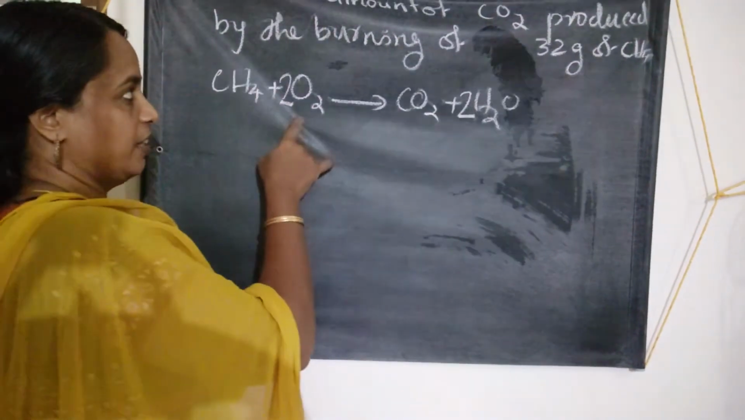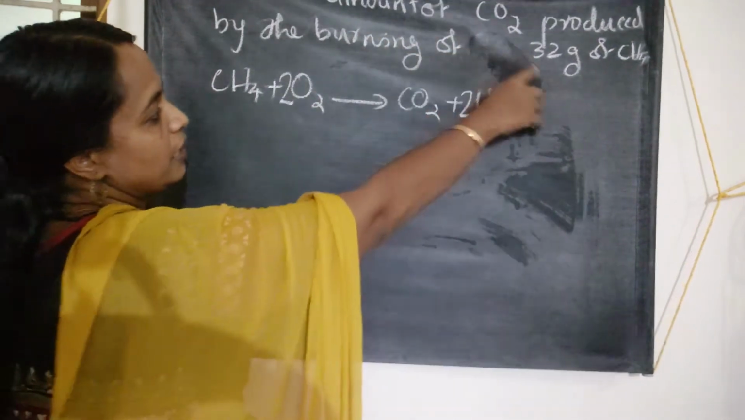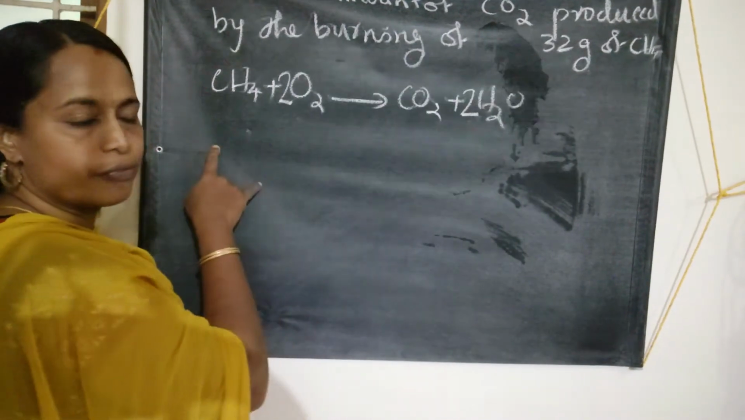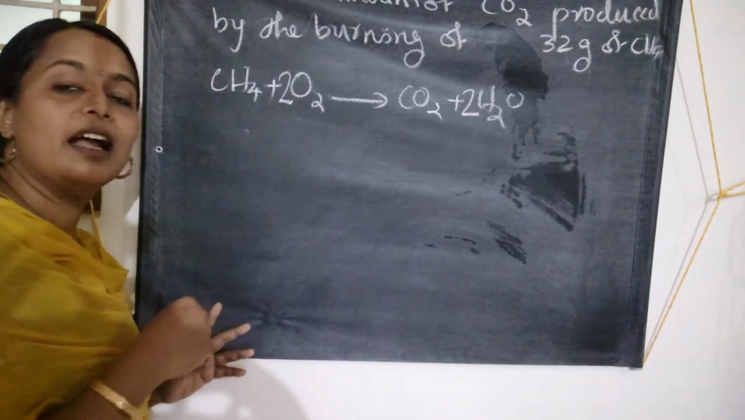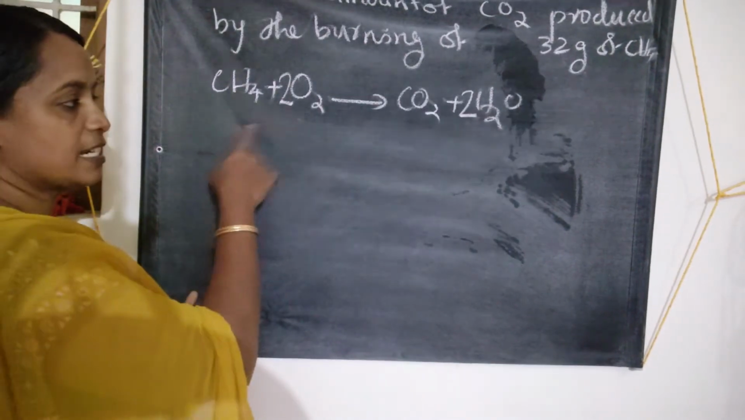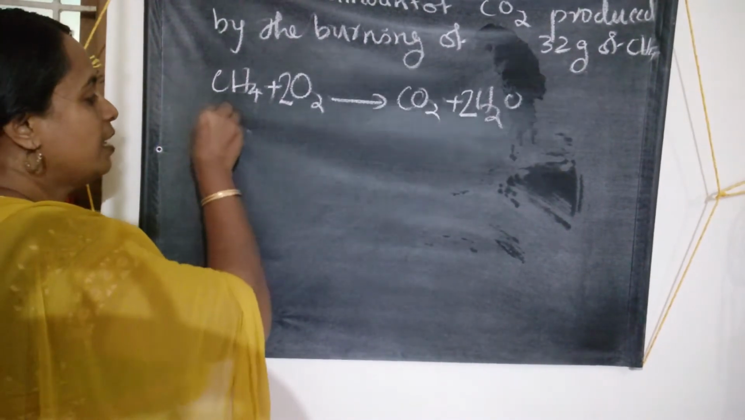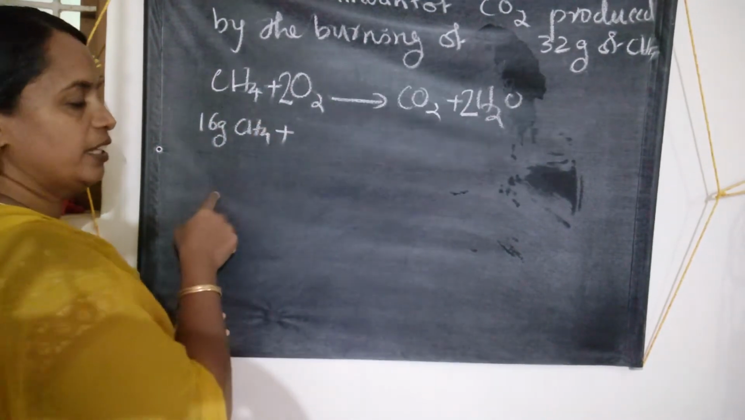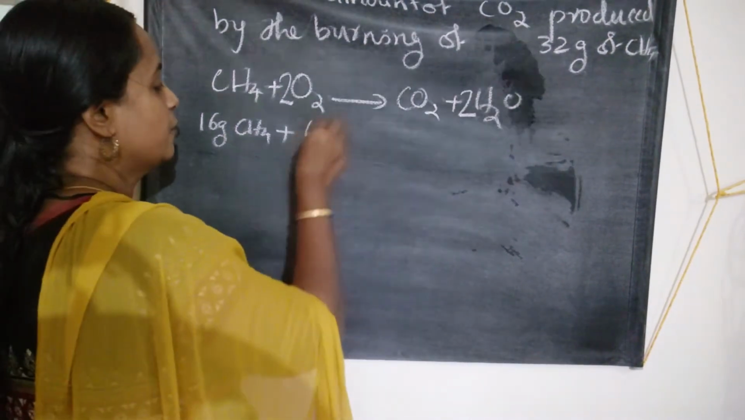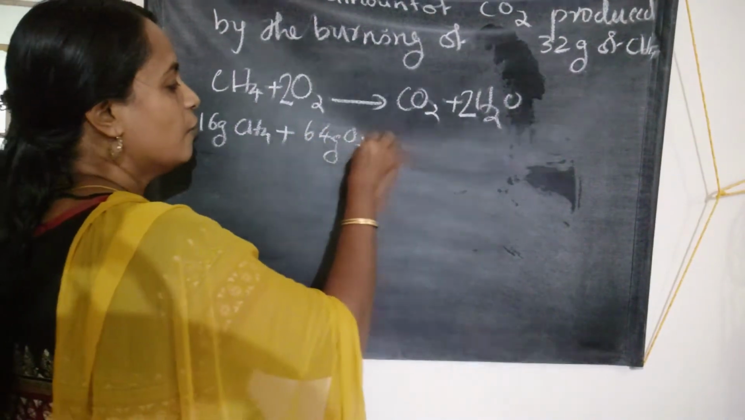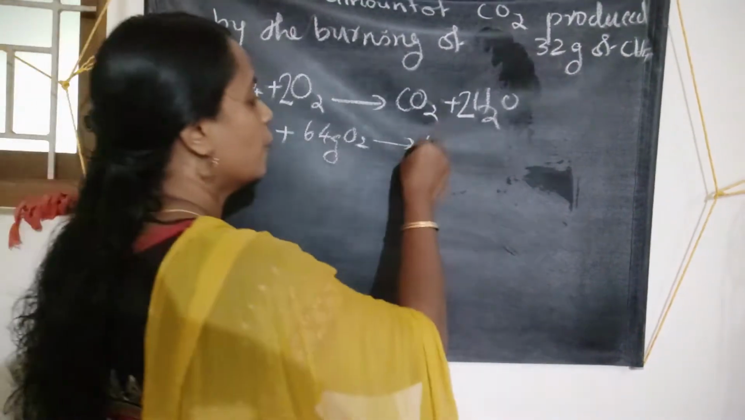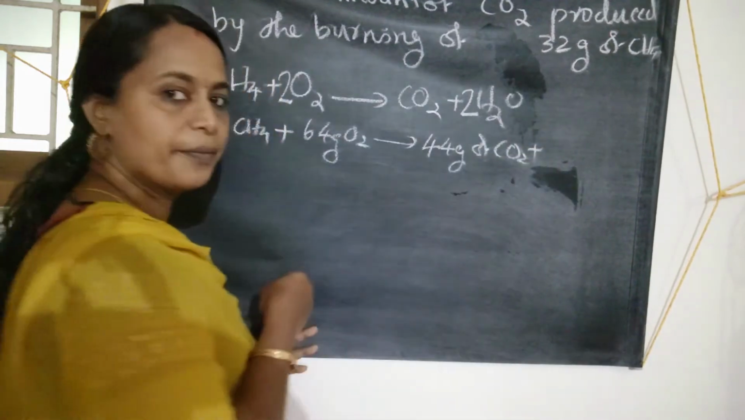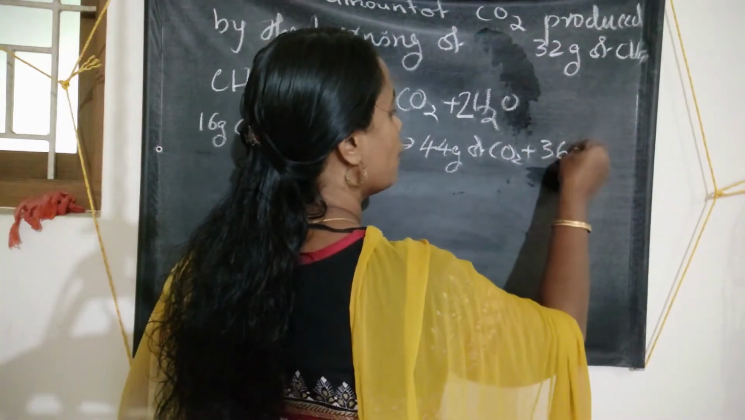From this expression, since the question is in grams, we express the quantity of reactants and products in grams. From this balanced chemical equation, we can say that 16 grams of CH4 combines with 64 grams of oxygen to form 44 grams of CO2 plus 36 grams of H2O.